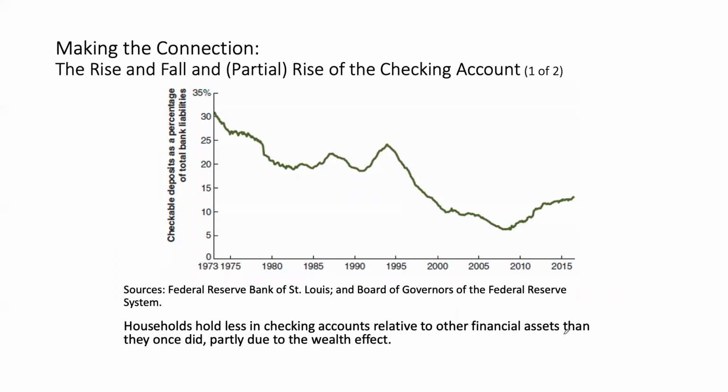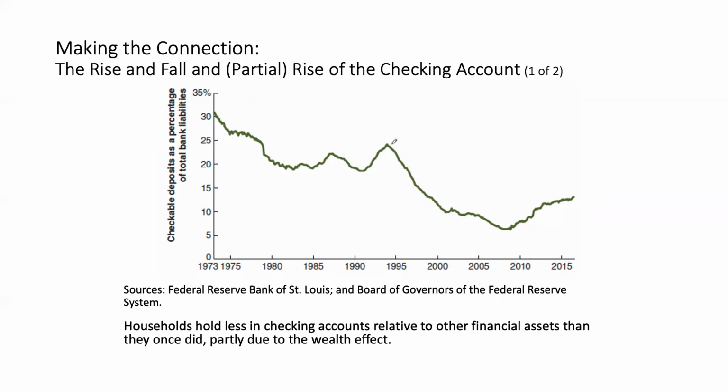Here's a quick snapshot of the evolution of the checking account. What we have here is a time series that goes back to about 1973 and ends in about 2016. And what we see here is obviously the rise and fall of the checking account. Checking accounts were quite popular. About 30% of all assets were held in the form of checkable deposits. People really like to have a lot of liquid cash on hand all the time, and so about 30% of the deposits were in the form of checkable deposits.